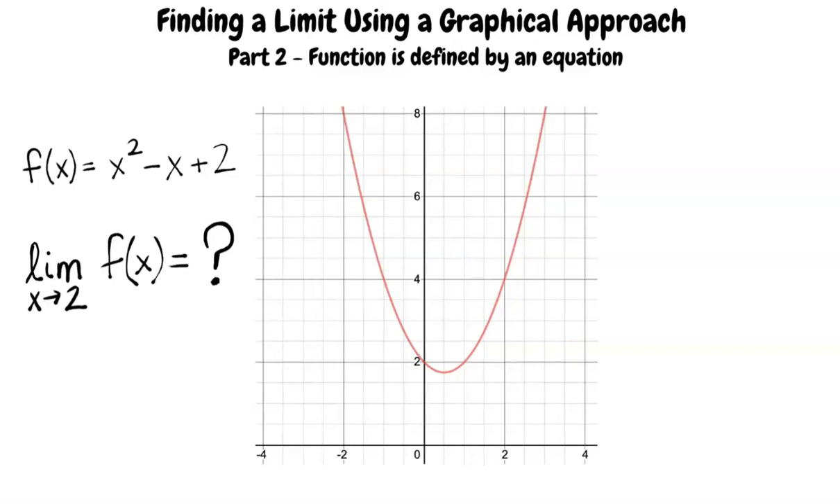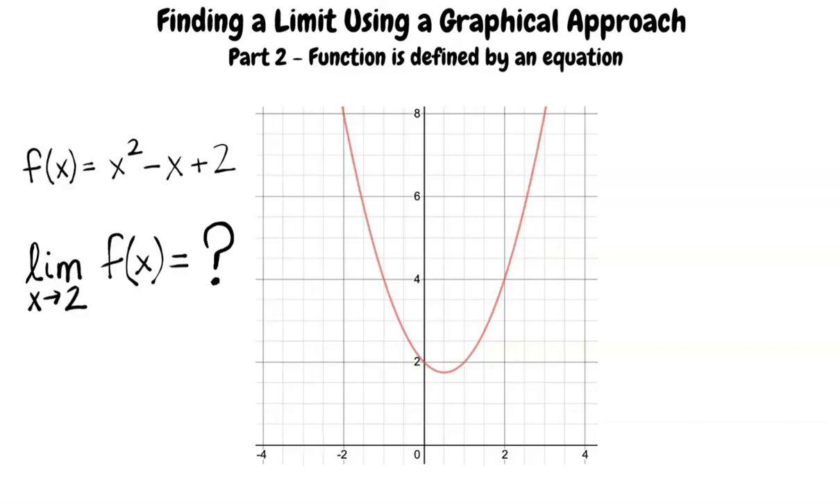Given that f of x equals x squared minus x plus 2, what is the limit of f of x as x approaches 2? In this example, we are given the graph of a function and the equation it is defined by, which states that f of x equals x squared minus x plus 2. It is important to note that this is a two-sided limit, so we need to determine the value as x approaches 2 from the left and right.